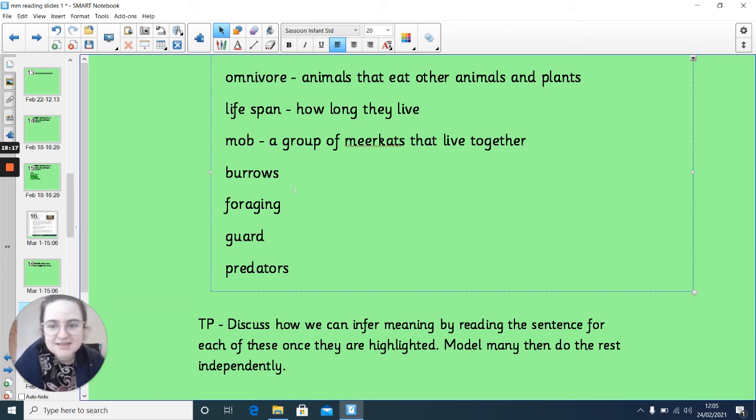Okay, next you have got these words: burrows, foraging, guard, and predators. I would like you to find them in the text and have a go at using the clues to have a sensible guess about what those words mean. If you still aren't sure from reading the text, there is always the option to type it into Google and find out what it means that way.